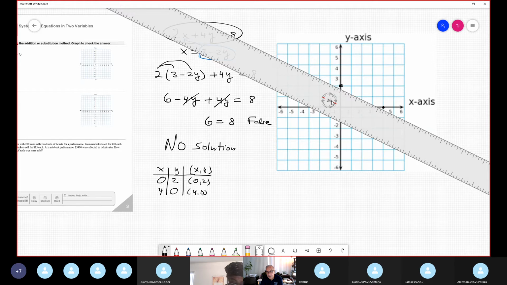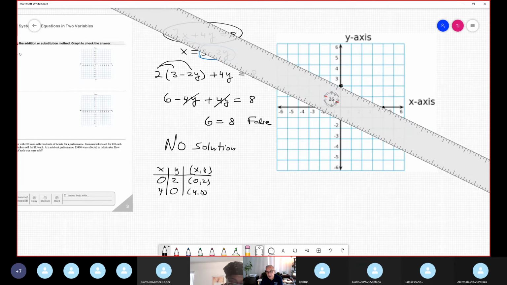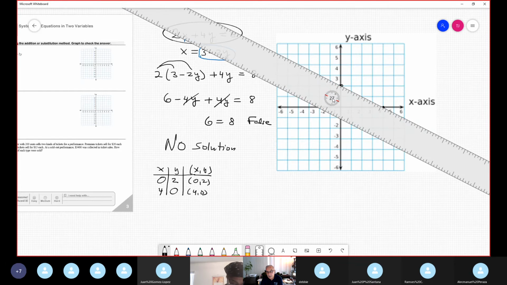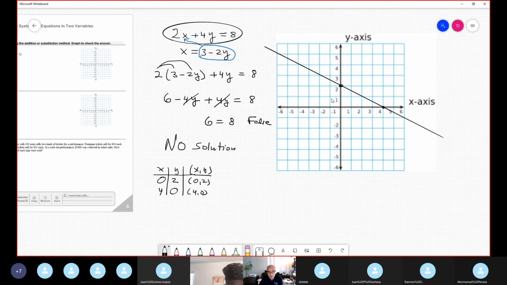No, not yet. A little bit. Okay, good. This is the graph of the first line. This one. And the second is weird: x equals 3 minus 2y. No, I don't like this.